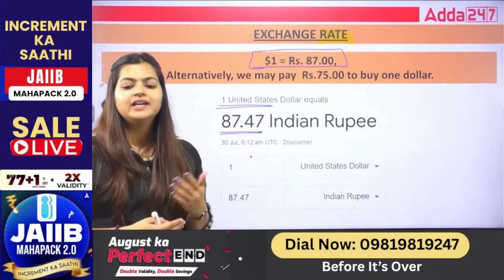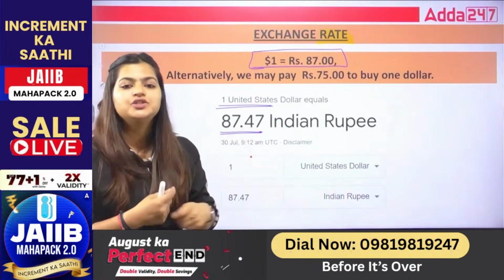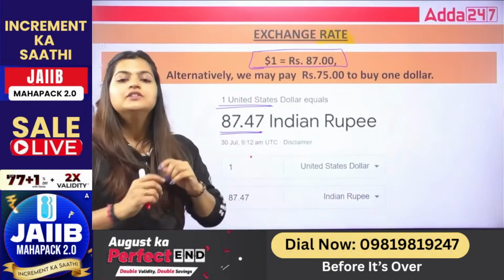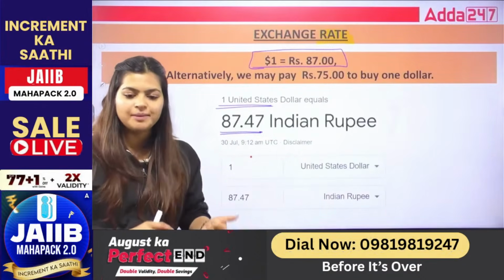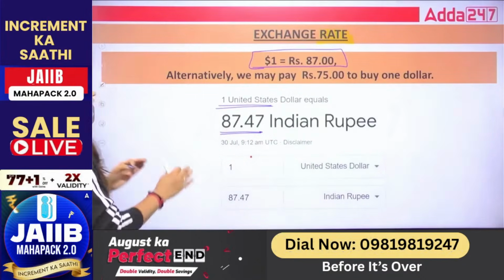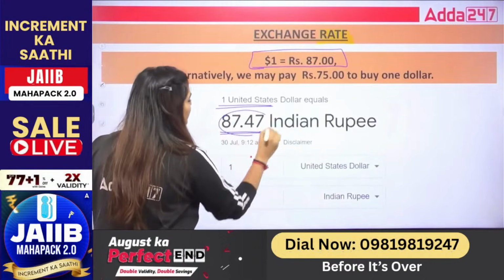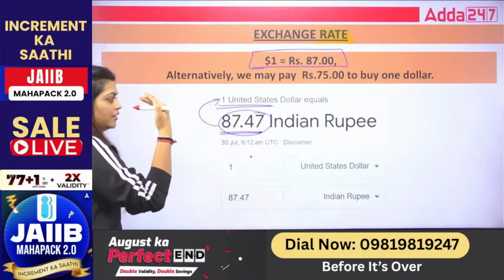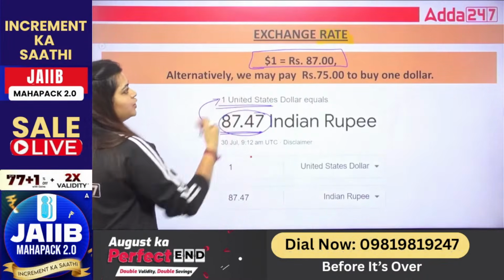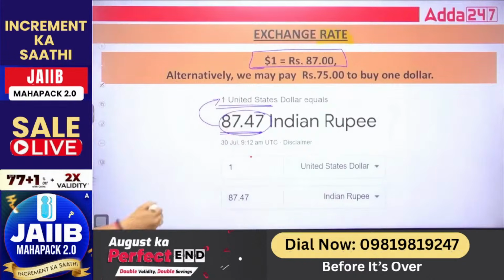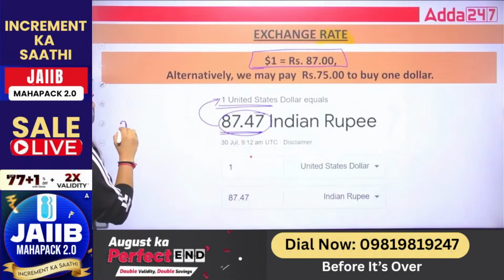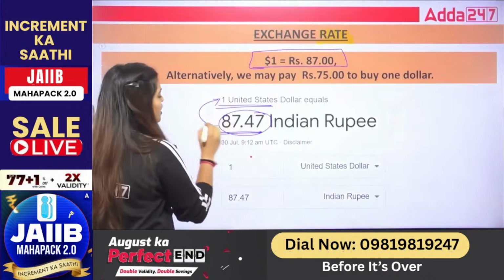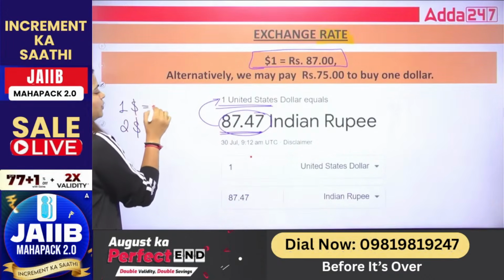And every day this rate is changing based on the market. Yes, this changes based on demand and supply. So whenever you want to convert your Indian rupees into dollars, how much and what rate do we need to follow? That is your exchange rate. Suppose I say I require $2.